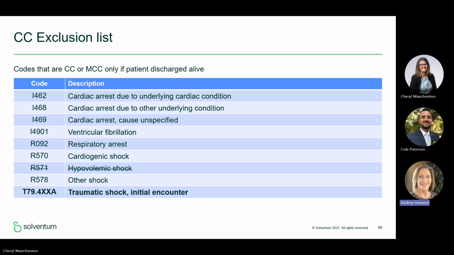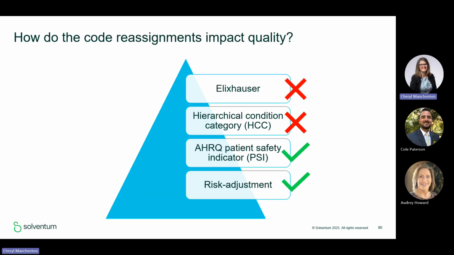So this is just, once again, an exclusion list. And if the patient expires, it will be excluded as a CC. So those are the changes to this list at this point. So Cheryl, talk to me about quality on these two CC exclusion list changes. As Audrey said, the first one is a nothing burger, right? Meaning sometimes we want to show you, although it seems huge, it also does not impact quality per se, right?